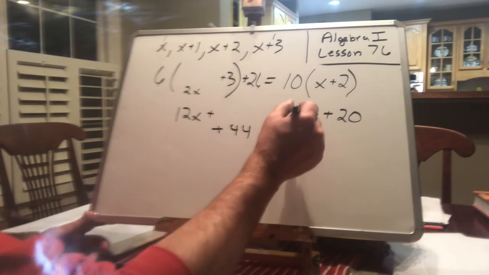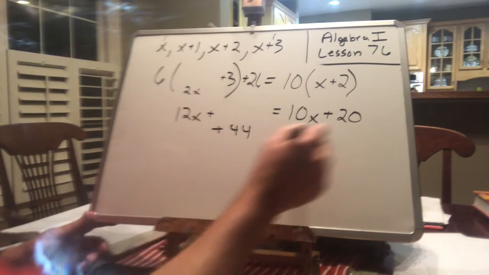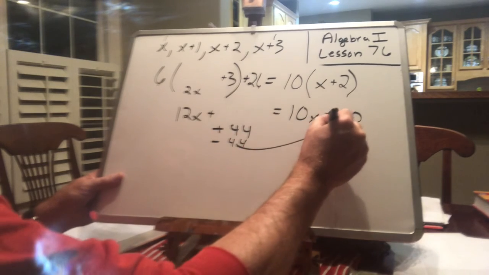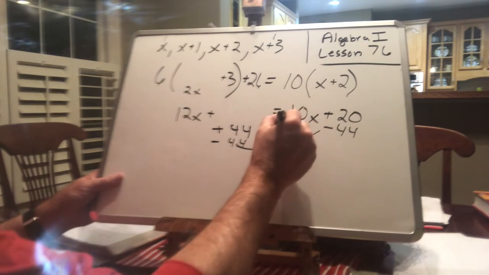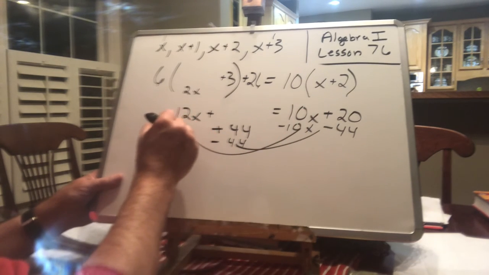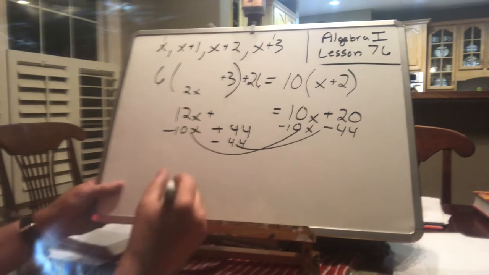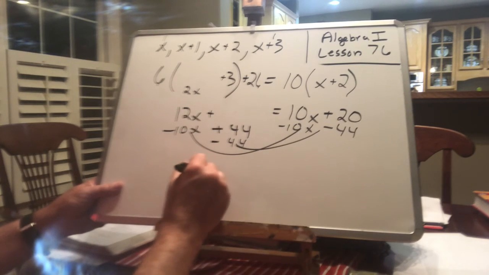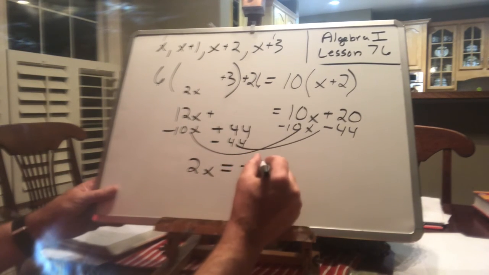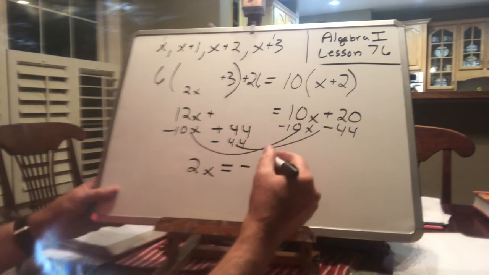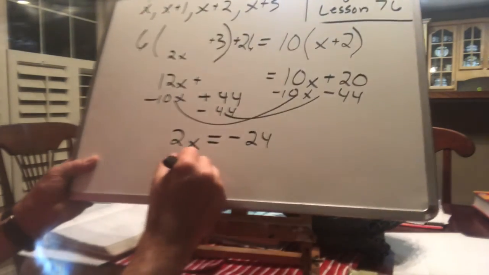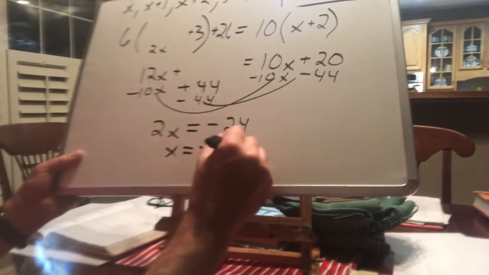And I'm going to bring over the x's here and the numbers over there. So I'm going to minus 44 and move it over to here, minus 44. I'm going to minus 10x and move that over there, minus 10x. I'm left with 2x equals negative 20 minus 44, negative 24. And x is going to equal negative 12.